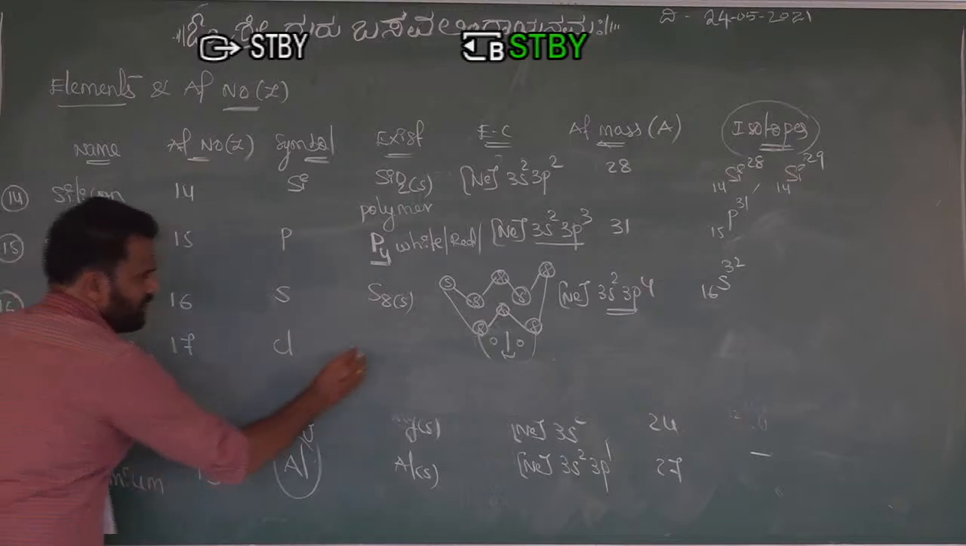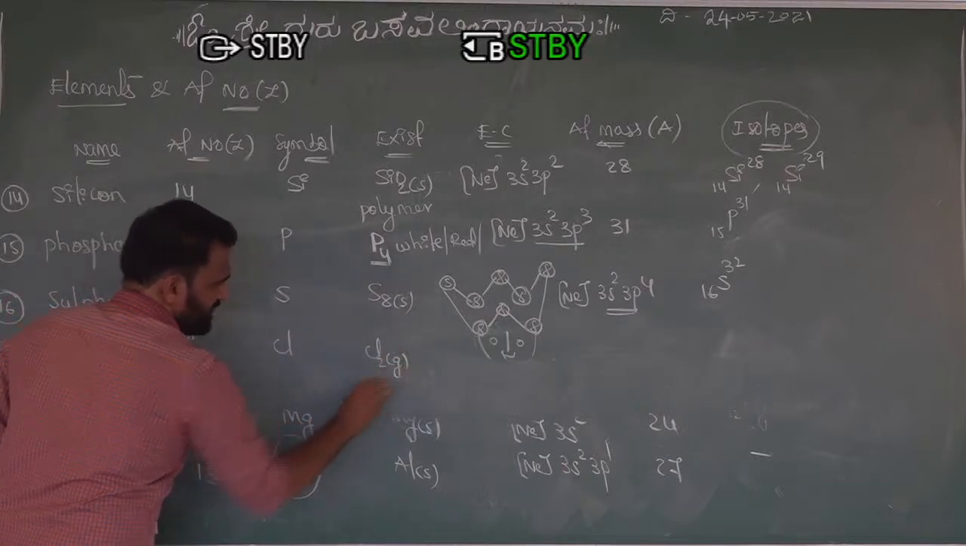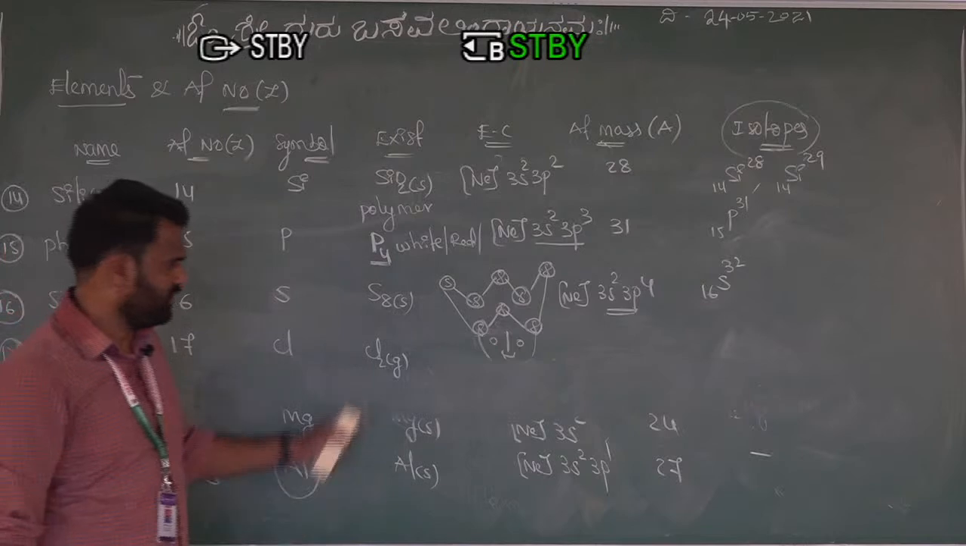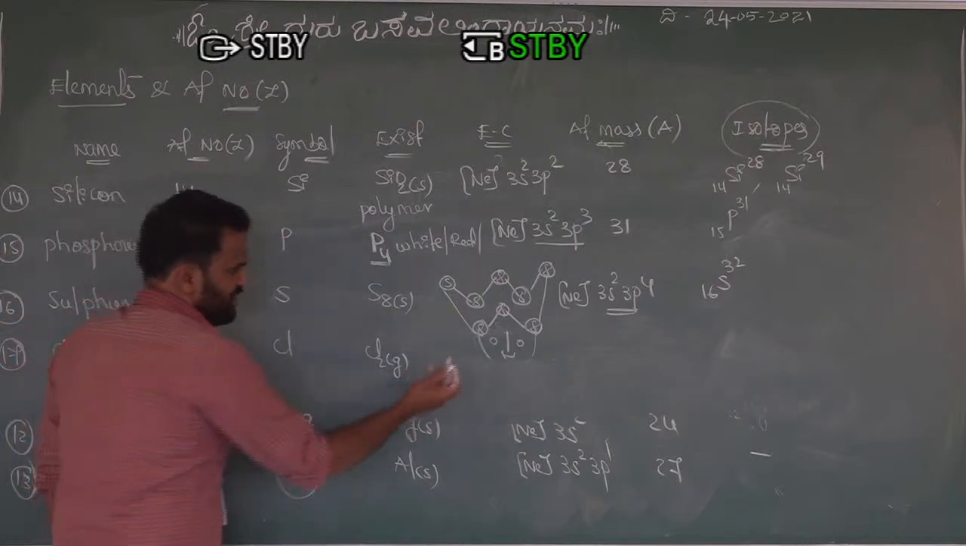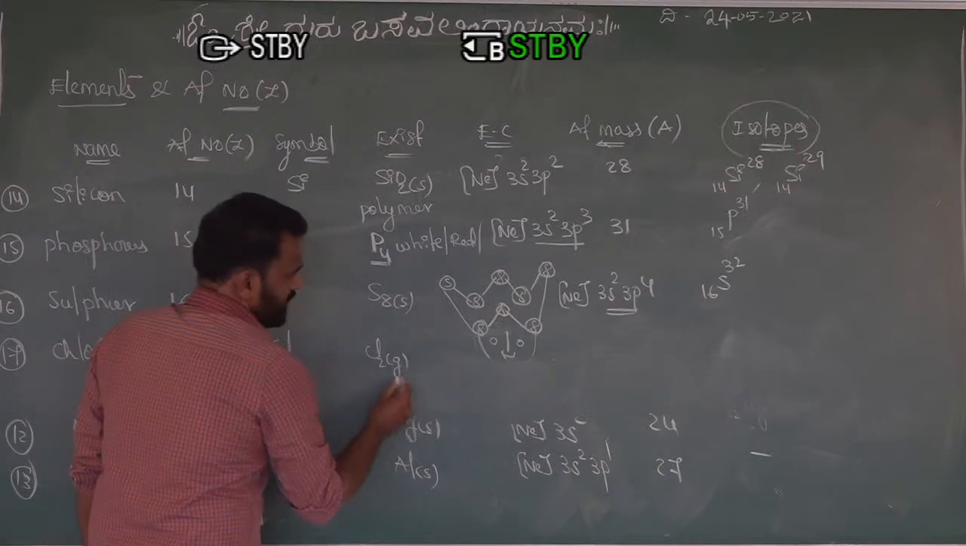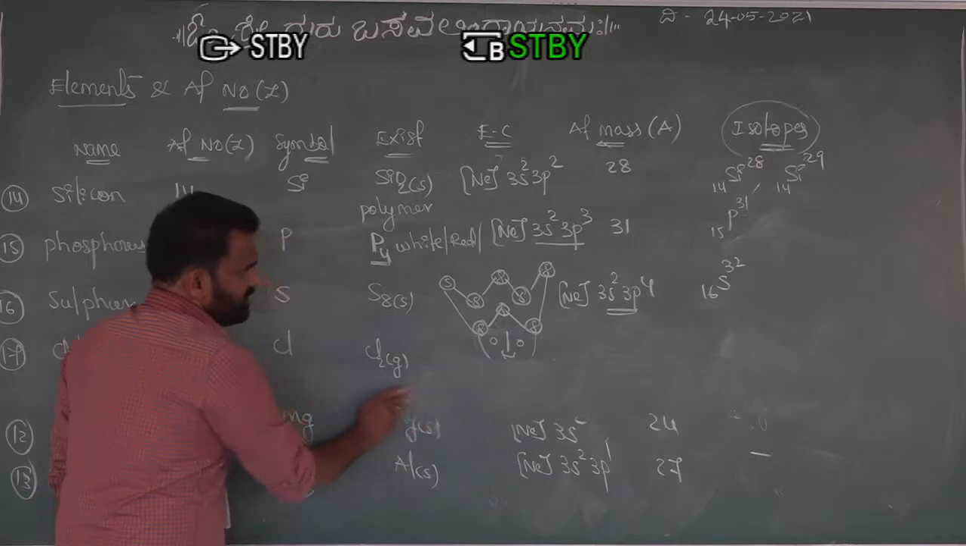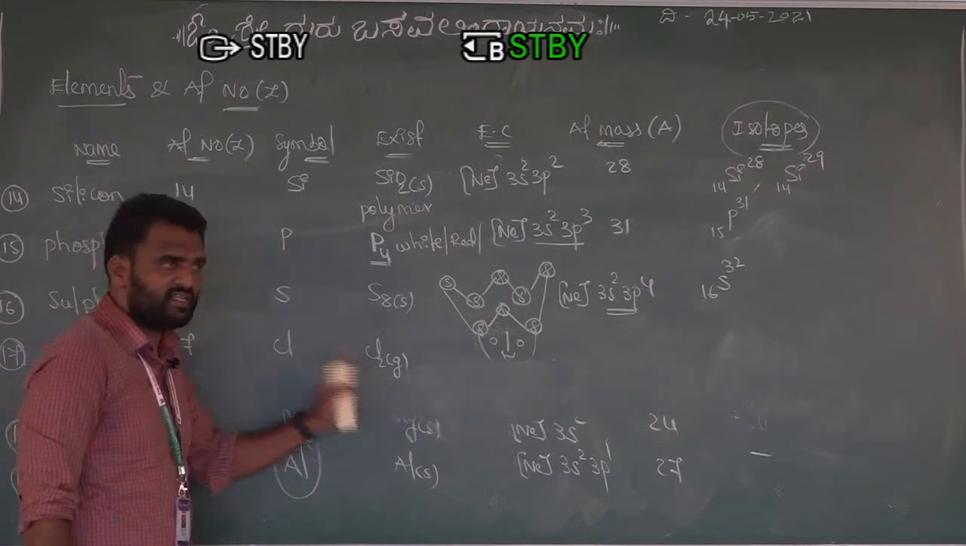Cl. And chlorine exists in Cl2 form, that is what? Gas. In nature, chlorine exists in Cl2 form, that is what? Molecular form. So chlorine exists in molecular form. And here, this chlorine is in what state? Gaseous state. It exists in gaseous form.